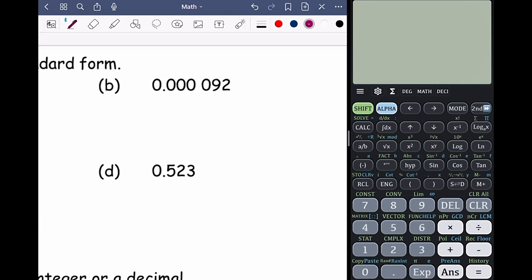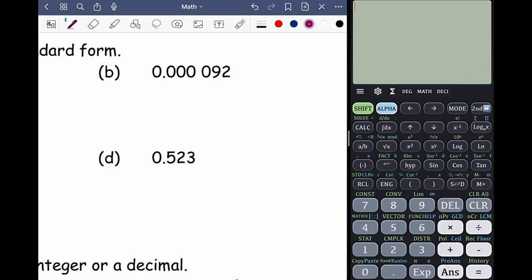Next, for example 8b and d, alright, these are in the category of small numbers, so bear in mind our decimal point will be shifted to the right, and the power of 10 will be negative. So for part B, my front number is supposed to be a 9.2, and my decimal point has to be shifted 1, 2, 3, 4, and 5 times until it reaches after the 9. So it's 9.2 times 10 to the power of negative 1, 2, 3, 4, 5. Okay, so that's 9.2 times 10 to the power of negative 5.